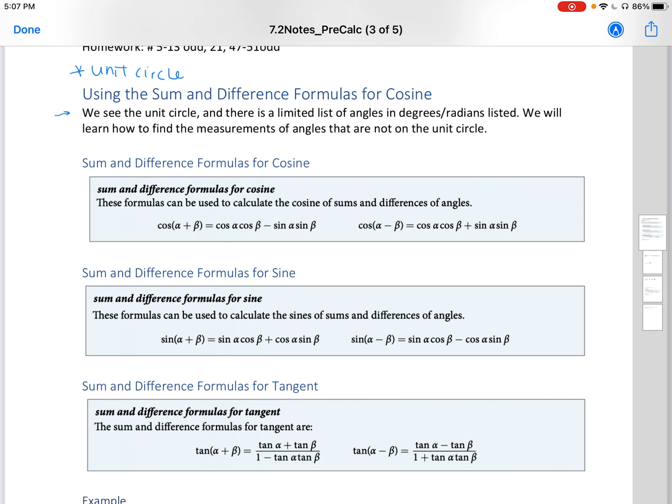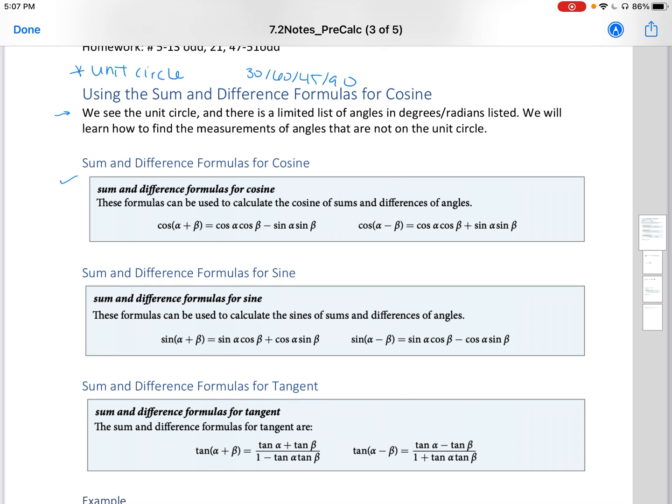On the unit circle, we have values for the angles 30, 60, 45, and 90 degrees, and we recycle those values for sine, cosine, and tangent based on which quadrant the angle falls in. But what about values that aren't within those intervals? We can use the sum and difference formulas for cosine. These formulas can be used to calculate the cosine of sums of different angles.